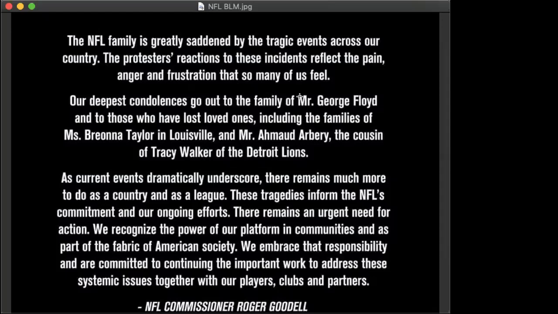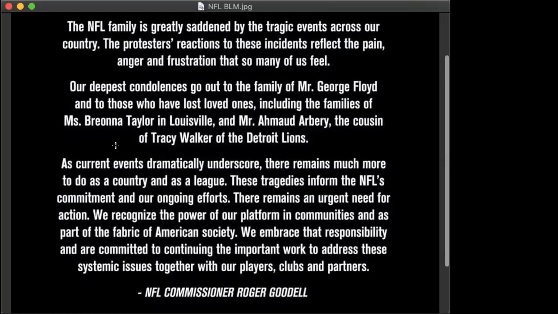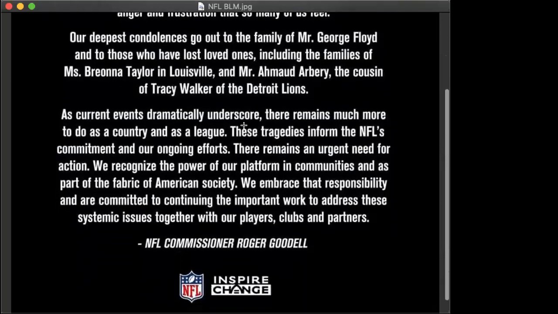And then they mention that they're members of the families, including someone who was actually related to someone from the Detroit Lions, right? And then look down here. There remains much more to do as a country and as a league. I think that's what Elia was talking about, and also Lexi, sorry if I'm getting the people wrong who said it, this way to grow from this, right? These tragedies inform the NFL's commitment and our ongoing efforts.